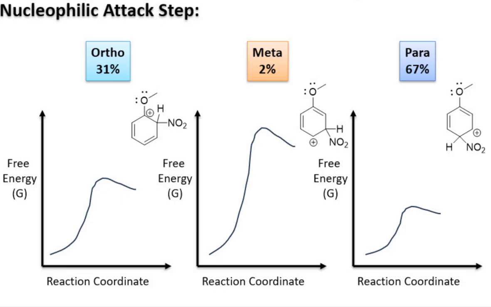So a little bit more stable intermediate for our para attack compared to the ortho. And again, that likely has something to do with some steric penalties having this methoxy group right beside the nitro group.